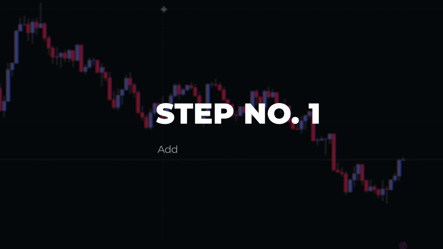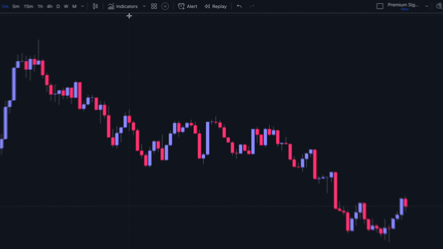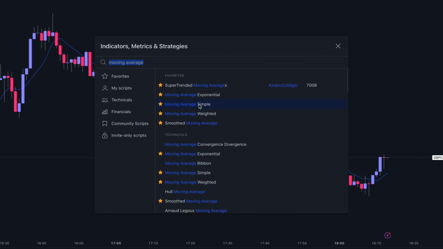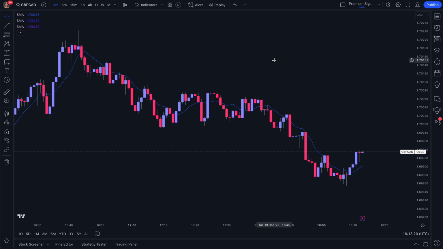So step 1 is to open TradingView or whatever trading platform you are using, and let's add the indicators first. To do that, just go to the indicators tab and type in moving average, and it's going to be this one right over here, but make sure to click on it 3 times as we will need 3 of them. So in order to make the strategy work as it's designed to, we will have to adjust the settings for each moving average, so follow me along.